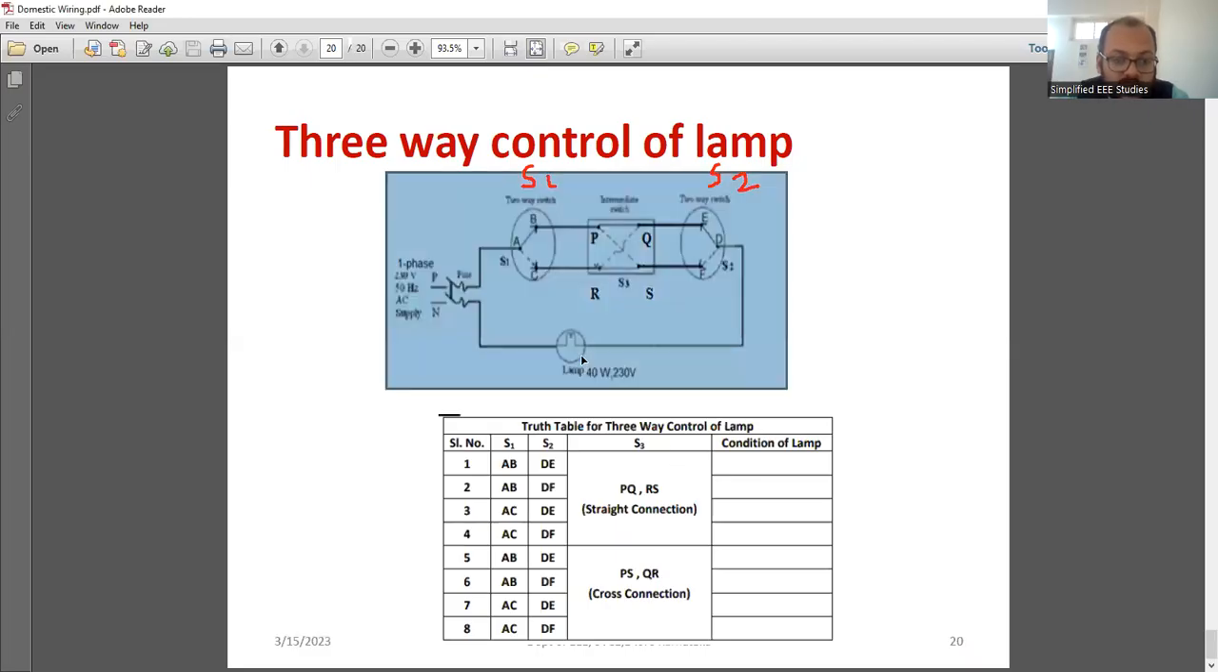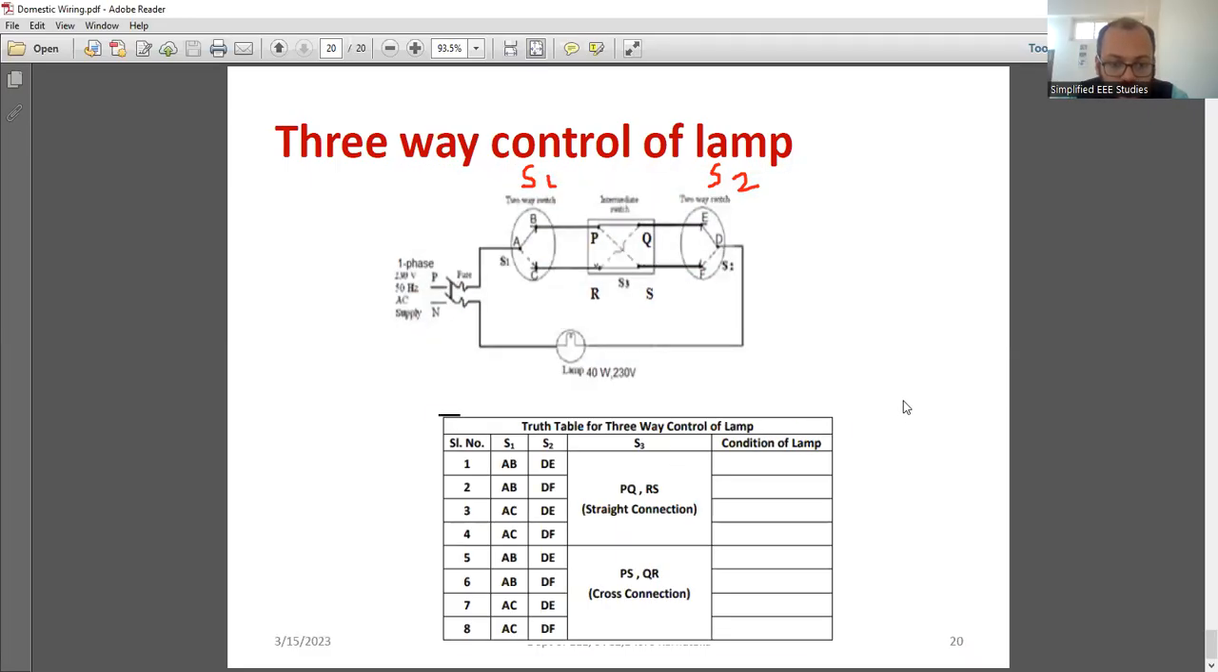So here the scenario is, we have to write the truth table actually. So we can fill up that particular table that is needed.